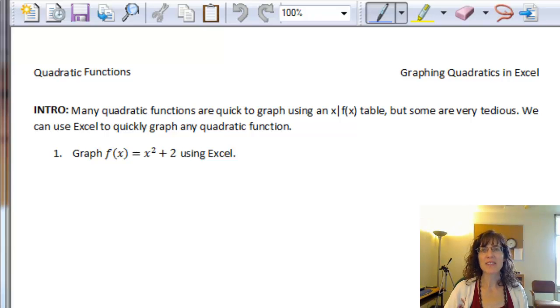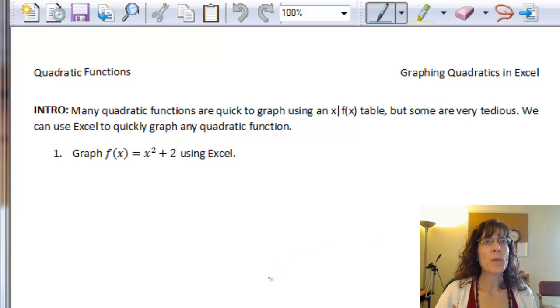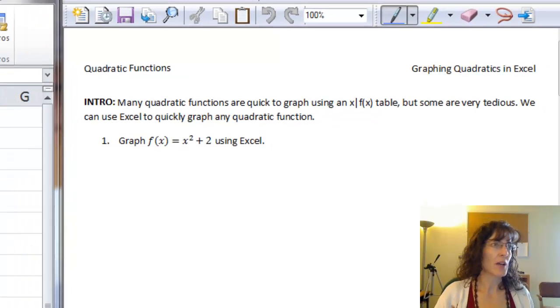Graphing quadratics in Excel. Many quadratic functions are quick to graph using an f of x table, but some are very tedious. And we can use Excel to quickly graph any quadratic function. So here's my function, f of x equals x squared plus 2, and I want to graph it using Excel.